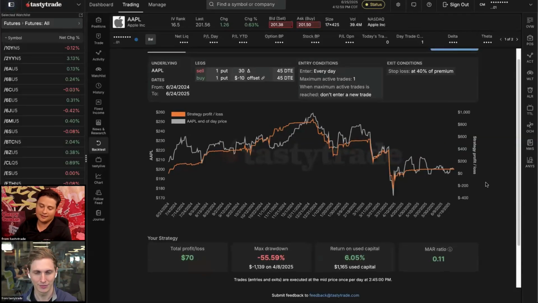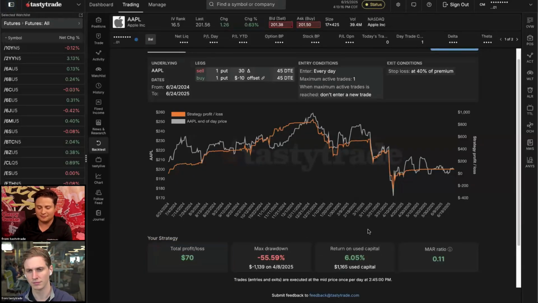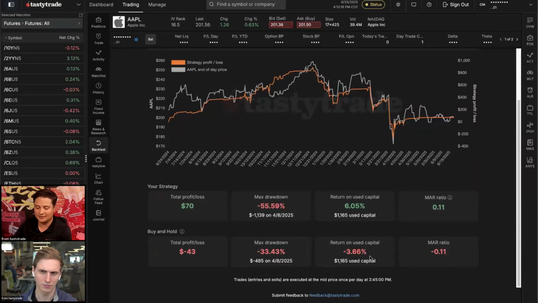Yeah, I was going to say on this one, we did make it defined risk, a lot less capital that we're using to place a trade like this. And it does look like the total profit and loss on our defined risk strategy looks like we come out profitable here. What about the buy and hold? What's that in comparison? Okay, so it looks like over the last year, selling put credit spreads here on Apple did wind up being a little bit better than buying and holding the stock.